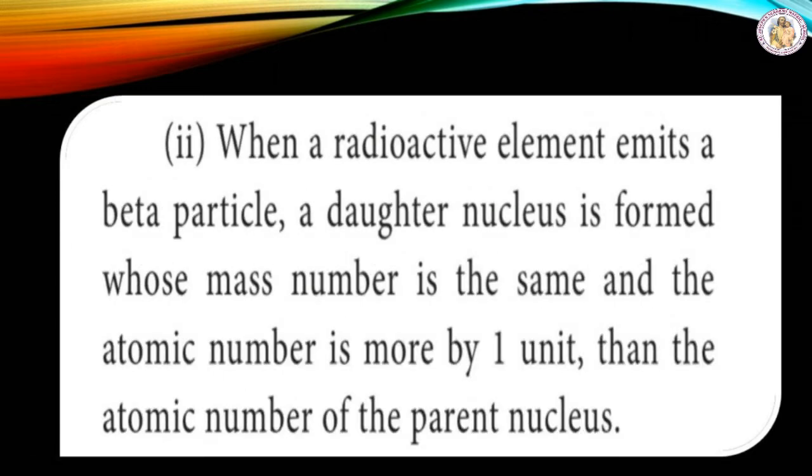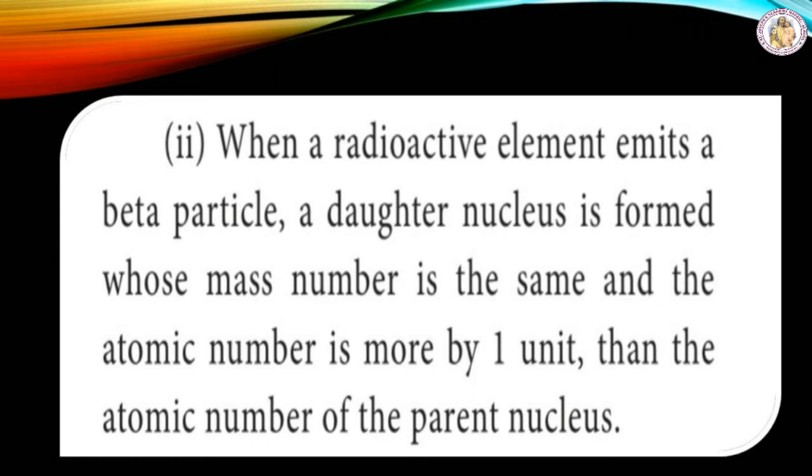Next, when a radioactive element emits a beta particle, a daughter nucleus is formed whose mass number is the same and the atomic number is more by 1 unit than the atomic number of the parent nucleus. In the first we saw it emits an alpha particle, here a beta particle. When it emits, the daughter nucleus forms. The daughter nucleus mass number is the same as in the parent nucleus.